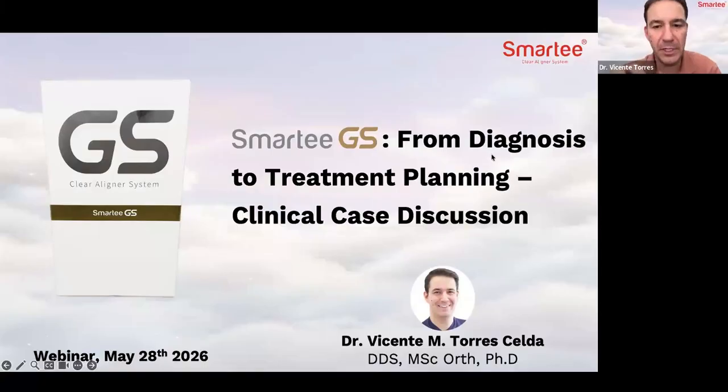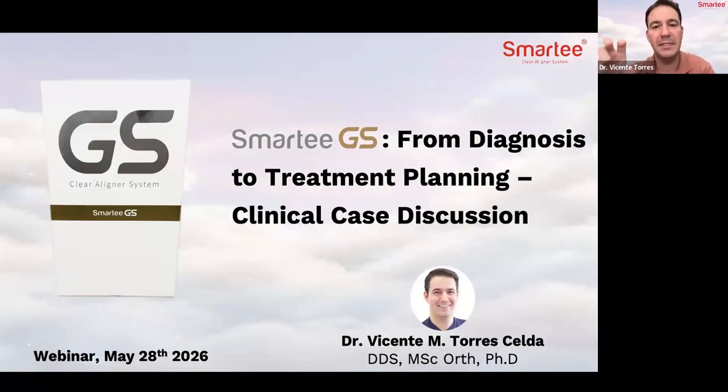So first, we're talking about the GS. We need to understand that the GS package is the only package of its kind. No other brands have this package, only Smartee. It's a special package for mandibular repositioning for adults. So it's not only mandibular advancement, but mandibular repositioning, in facial prognathism or facial retrognathism as well.